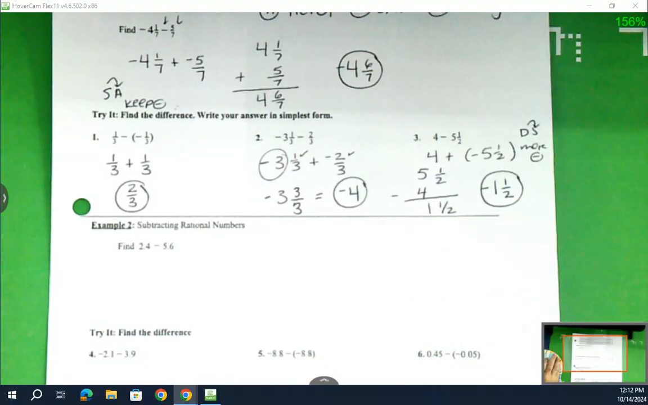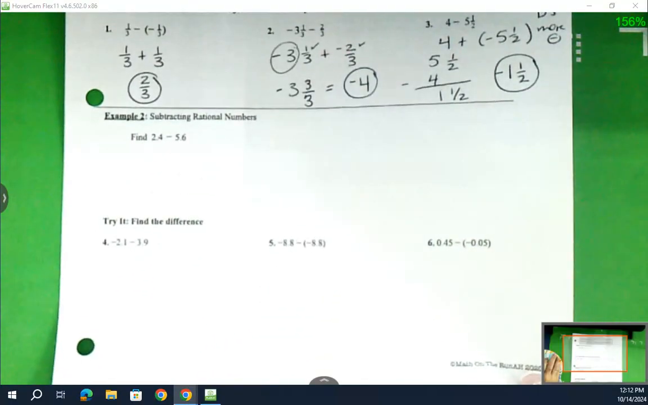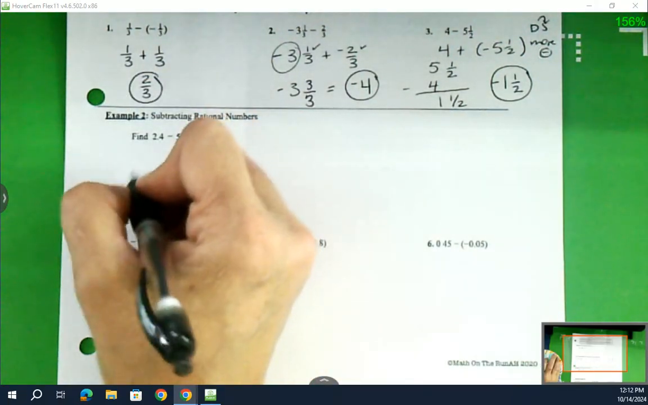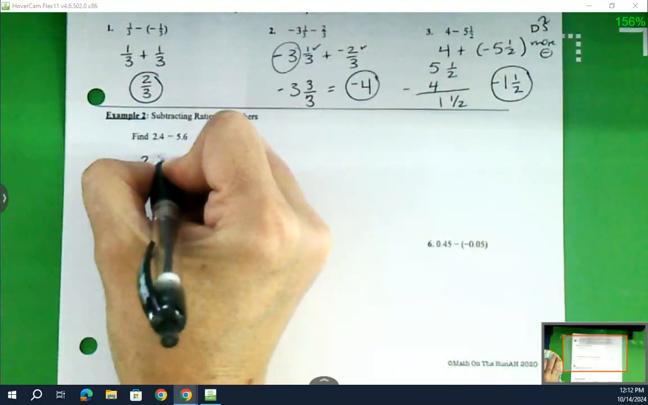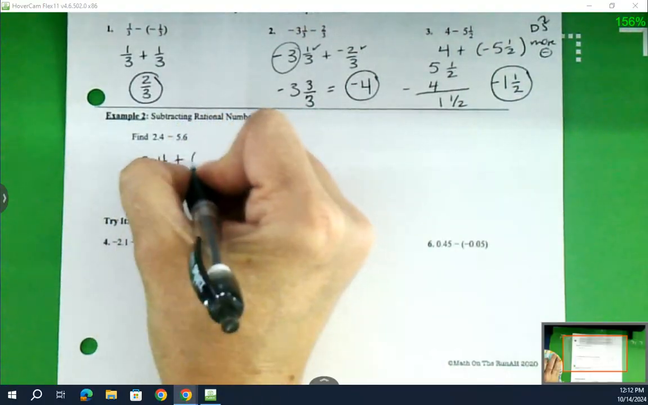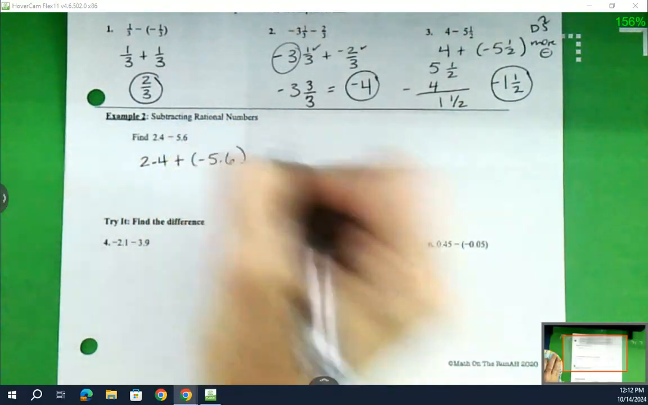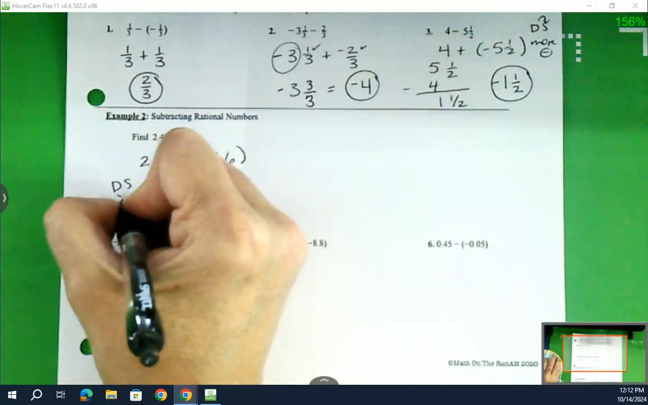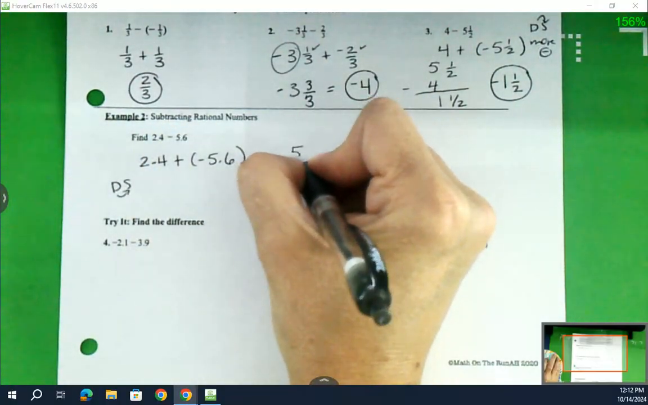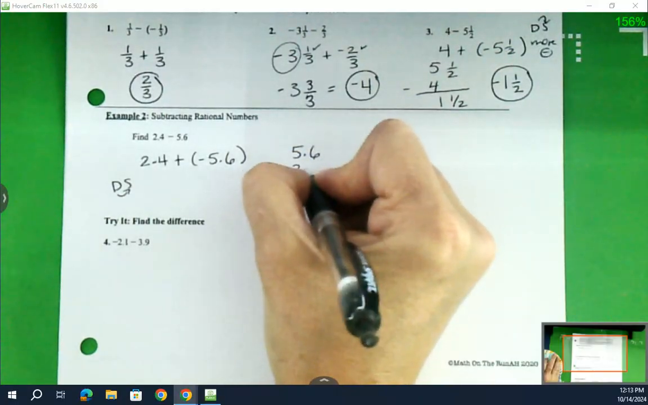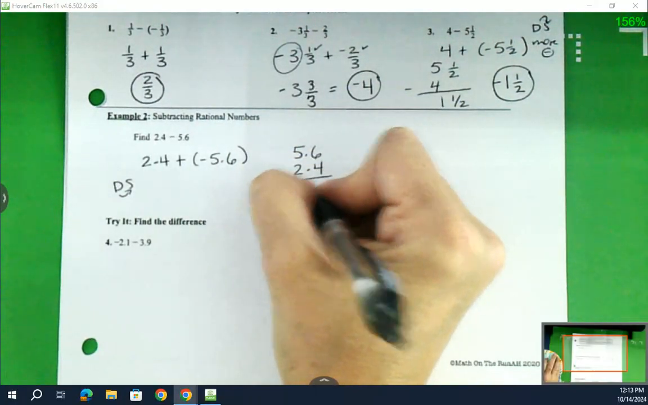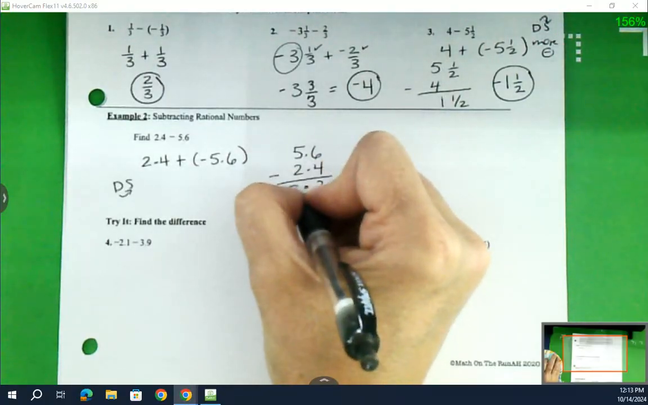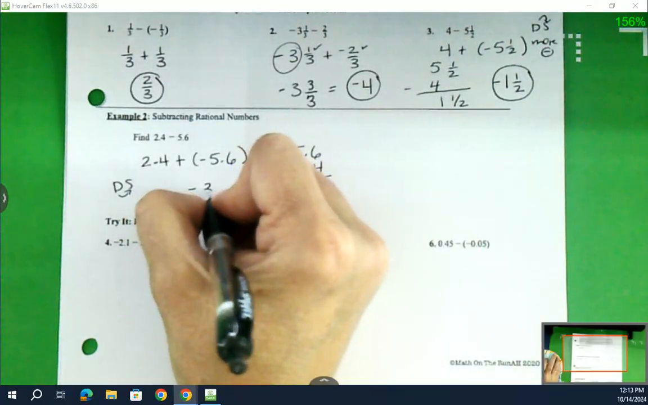Okay, so example number 2 has subtracting rational numbers in decimal form. So just like with fraction form, we're going to add the opposite. So 2.4 plus negative 5.6. And then different signs subtract. Remember with decimals that we're lining up our decimal. 6 minus 4 is 2. 5 minus 2 is 3. And our answer is negative 3.2.